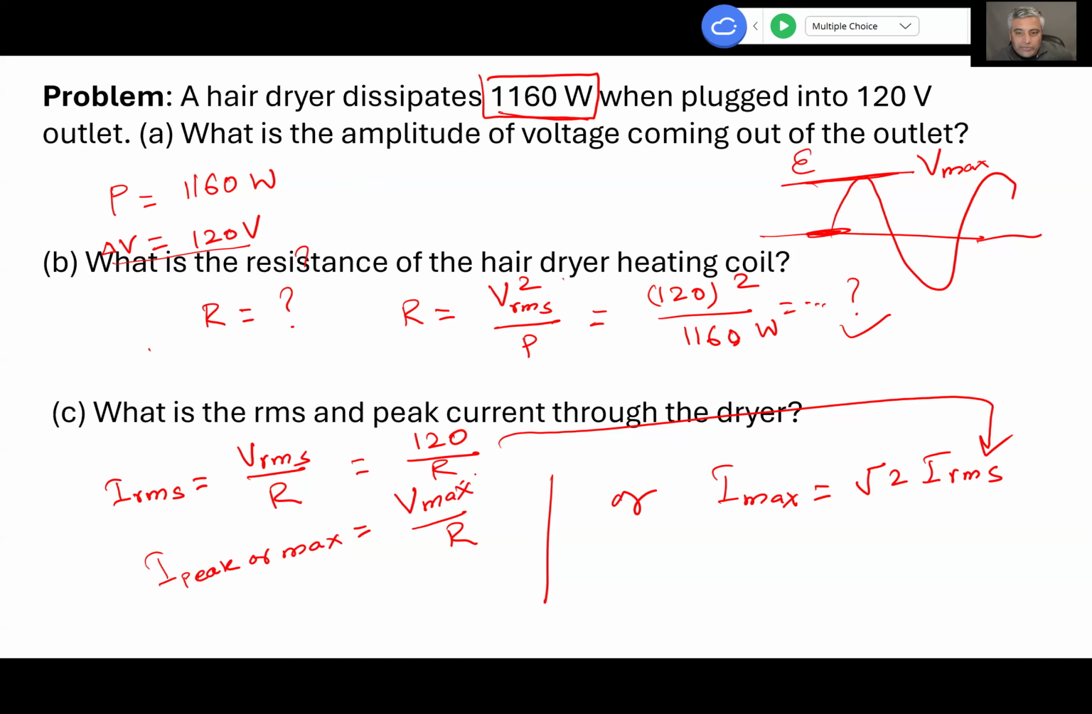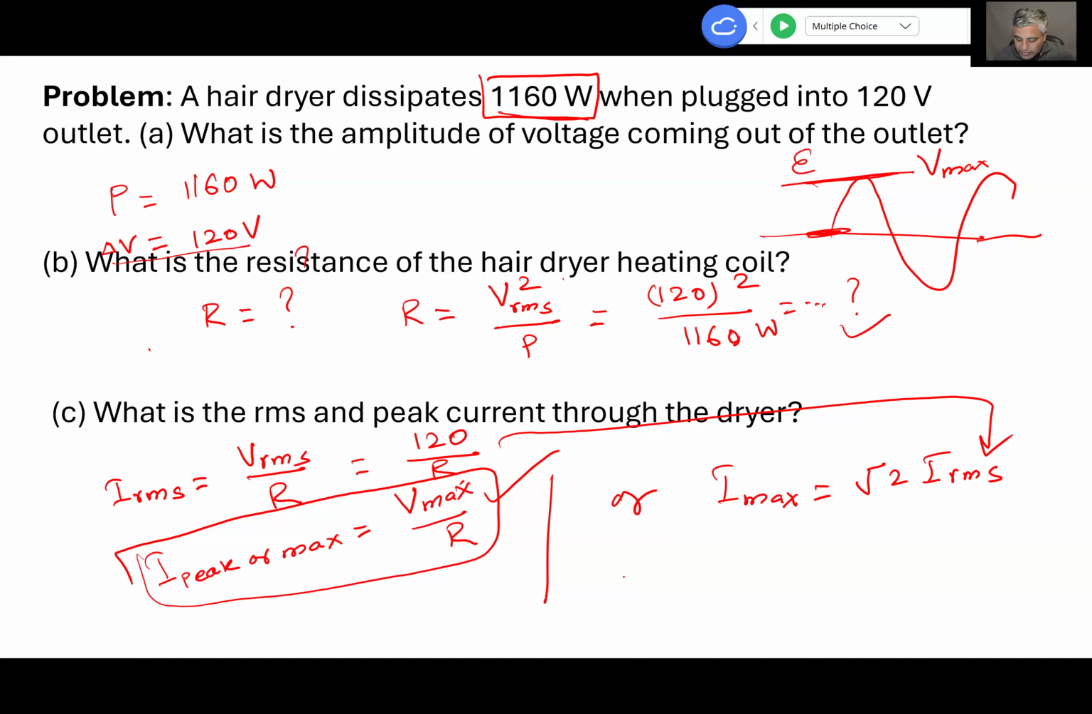So here, what you need to be careful about while writing this formula: it works like a DC formula, but if you are using peak current, then you need to use peak voltage, and for the power, let's say, that's going to give you the maximum power. For example, if you are finding current maximum, then you need to use V max, okay?